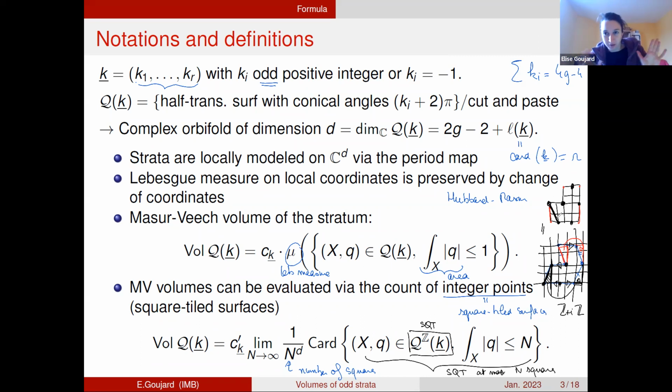Or maybe I didn't understand your question. Maybe you want to ask, is there any other surface in the same stratum that has vertical and horizontal periods? So the answer is yes. You can always shift a little bit. You can apply some twist and shift a little bit to get every period vertical or horizontal. So I'm not sure that I understood your question.